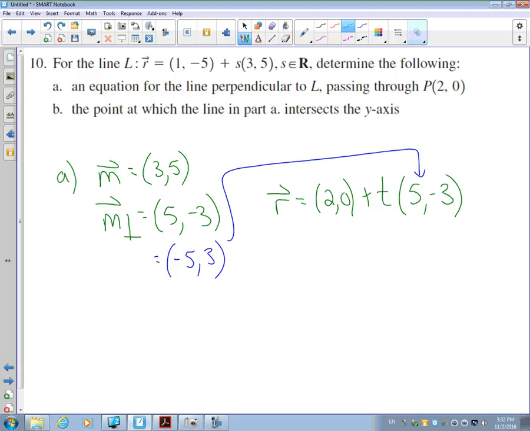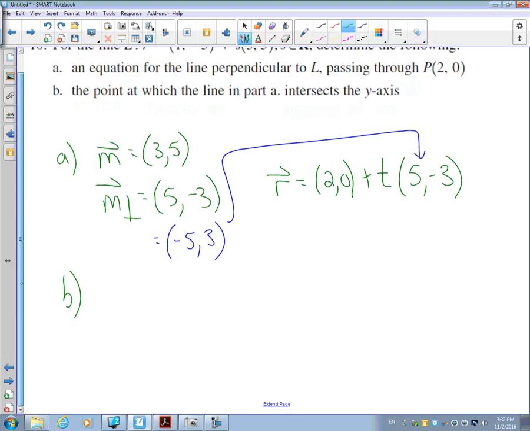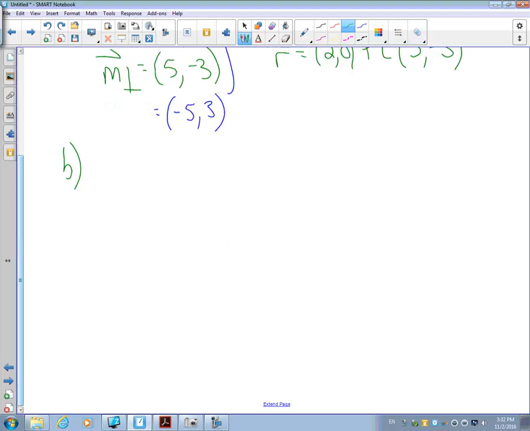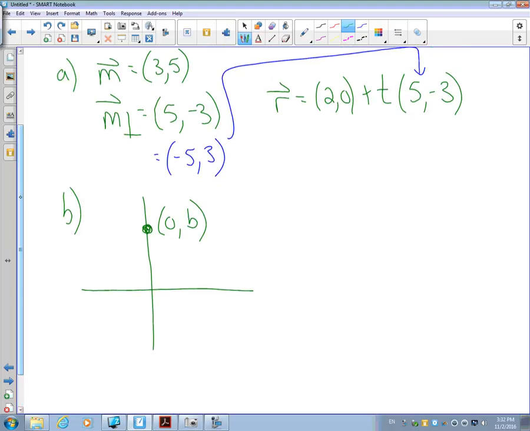In part B, the point at which the line in part A intersects the y-axis. Let's think about this for a second. My line is going to cross the y-axis at some point, 0 and B. Hopefully you would agree with that. Well, that means that I can use my parametric equations and solve for the parameter.